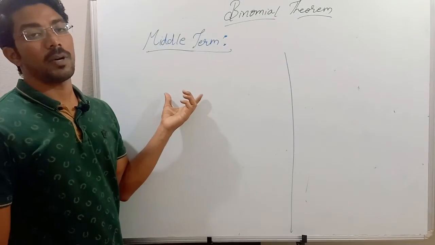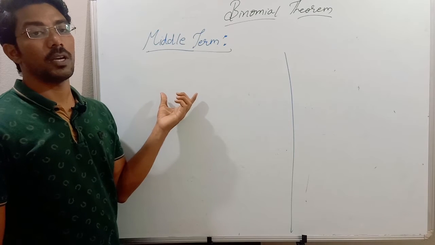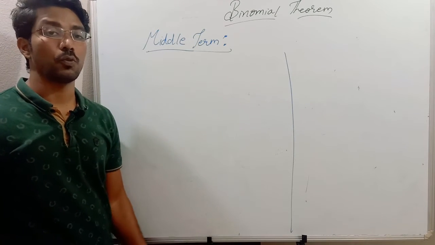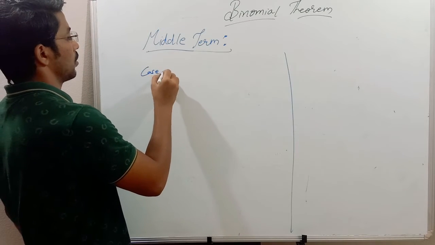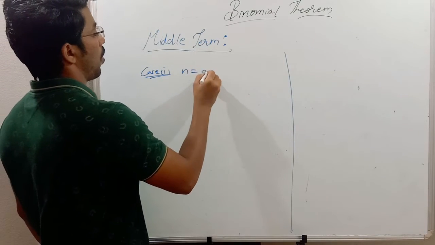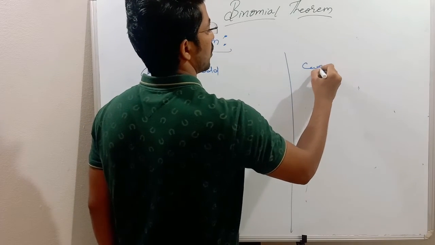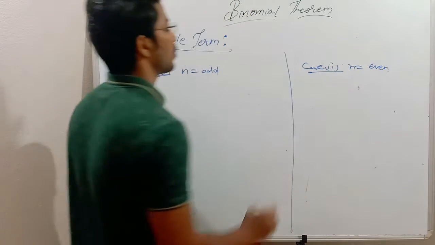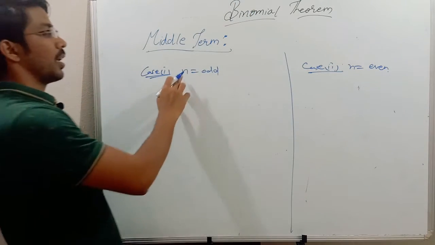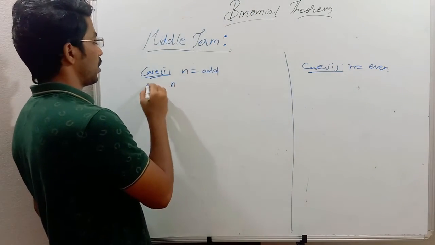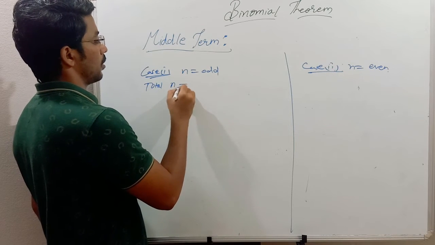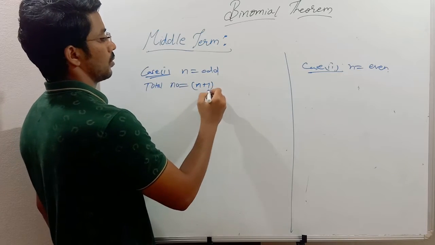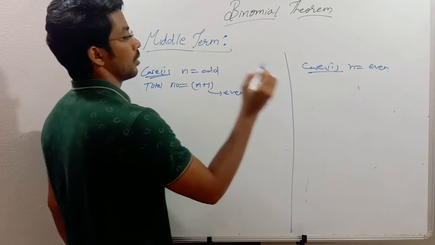Now the middle terms of the binomial expansion. Whenever we find the middle terms of the binomial expansion, there arise two cases. The first case is when n is odd, and the second case is when n is even. n is nothing but the index. Whenever the index is an odd number, the total number of terms will be n + 1, which is even.